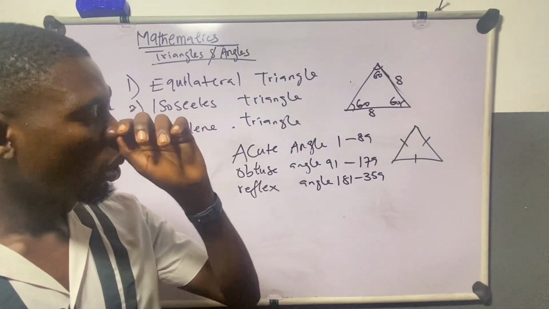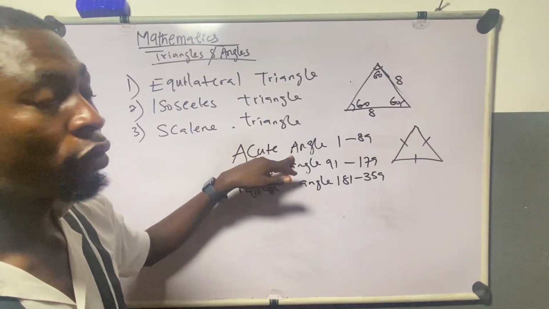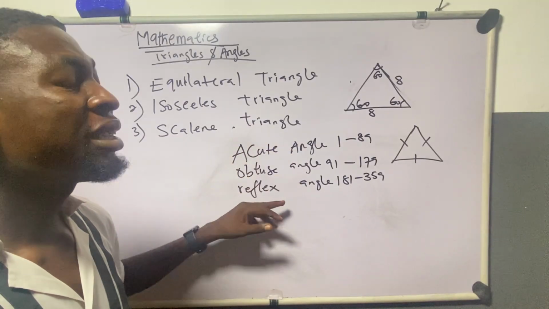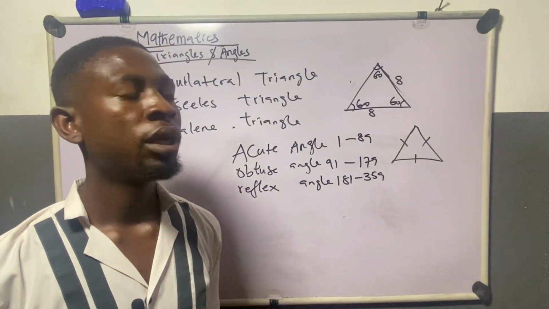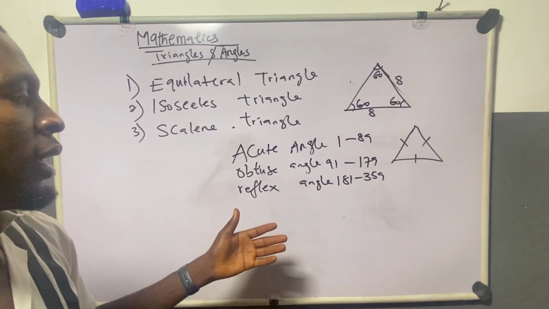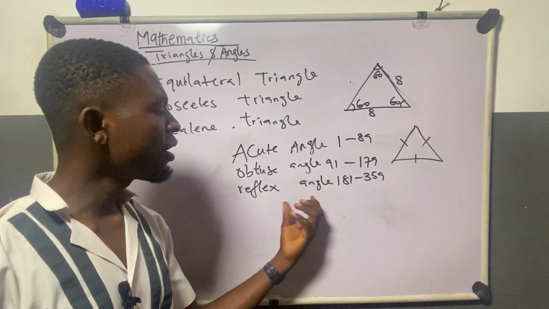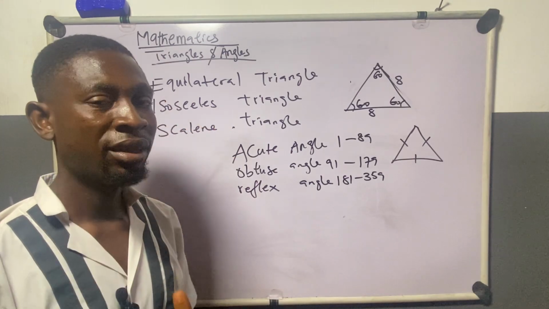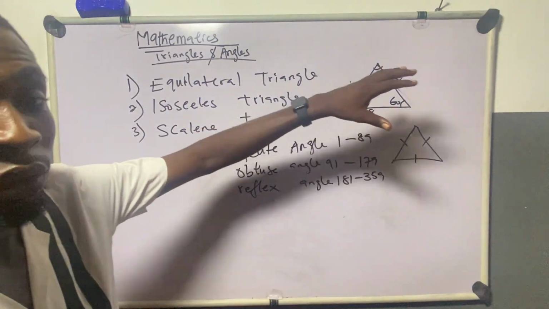So it is more than 180. Immediately after 90, you have what we call a right angle. Then immediately after that, you have a straight line angle. Immediately after reflex, you have what we call angle at a point, or a complete revolution. That's 360. 360 itself is angle at a point. The reflex angle starts from 181. Just have it in mind, it is more than 180, less than 360.